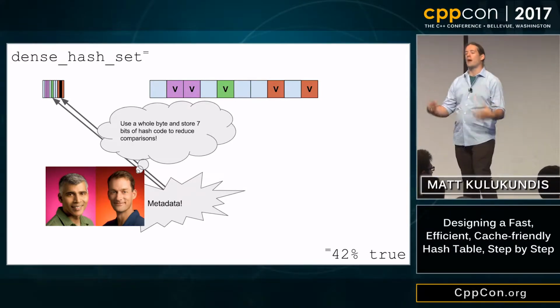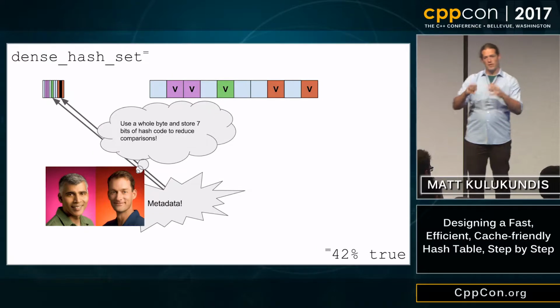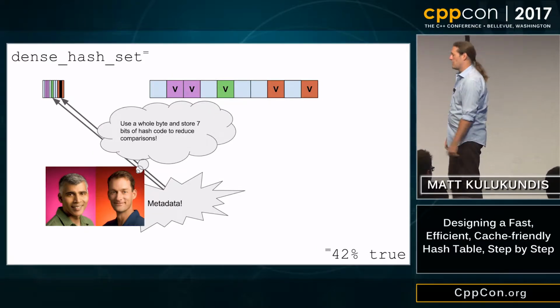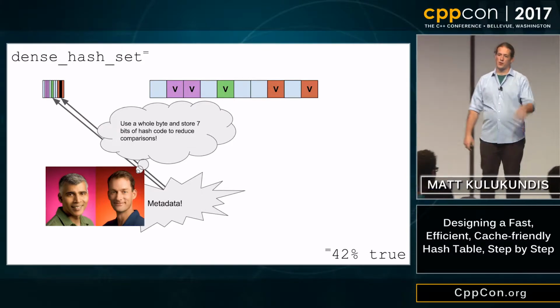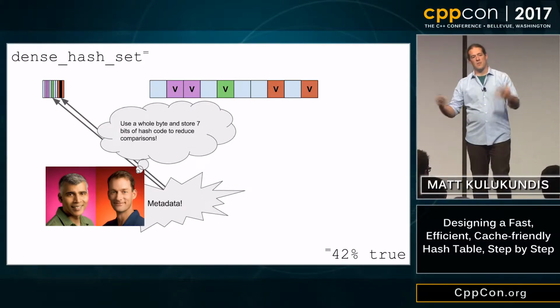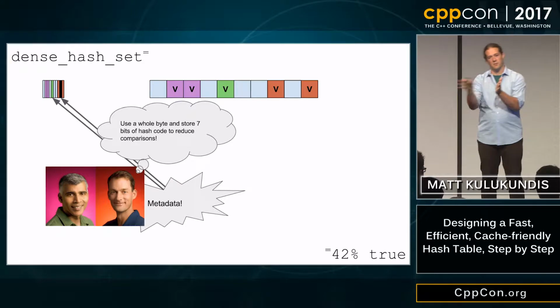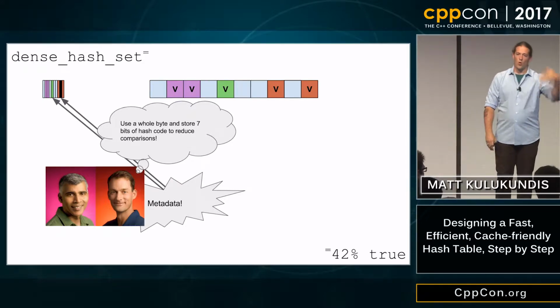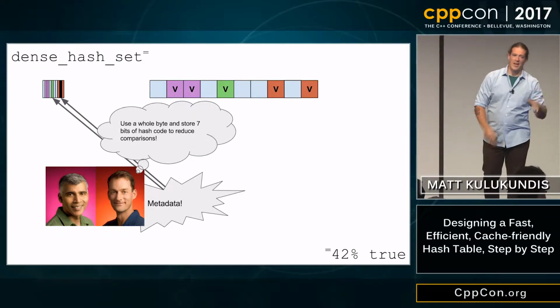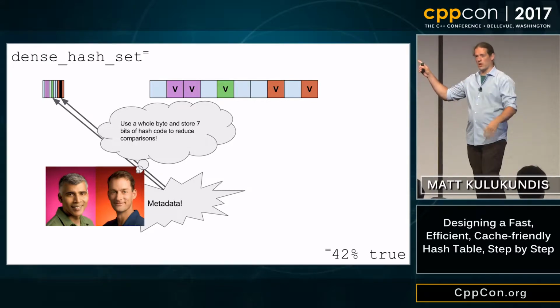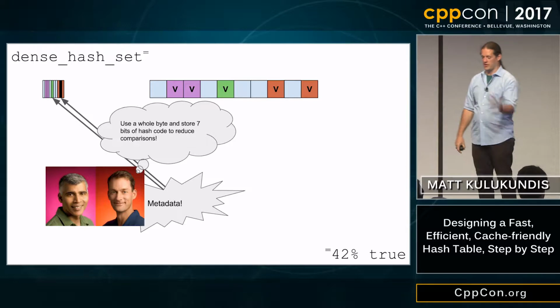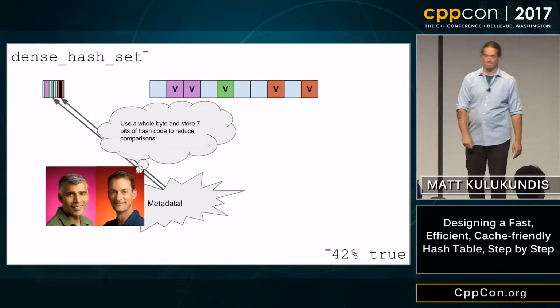It's use a whole byte. Use a whole byte for the metadata for each element, and store 7 bits of hash code in the lowest part of it, so you can do one thing for saying, am I a sentinel? Empty or deleted, then appears in the next 7 bits. Or 0 means it's full, and I have 7 bits of hash code. By the way, this totally happened in real life. We were struggling with problems, and Jeff Dean and Sanjay sent me an email out of nowhere.